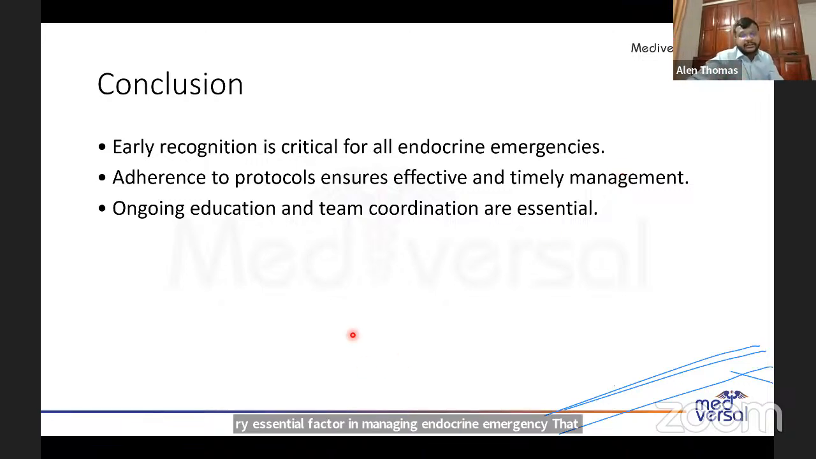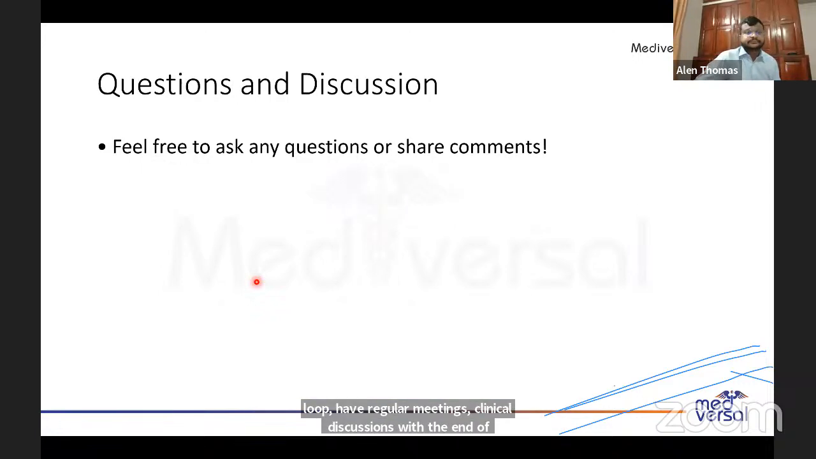And after that, you have to educate the patient and the family to understand an emergency, and how to manage it: come to the hospital immediately, or what are the home care remedies that can be given. Of course, you need to have an endocrinologist in the loop, have regular meetings with endocrinologists, and have clinical discussions with the endocrinology, ICU team, and surgeons.